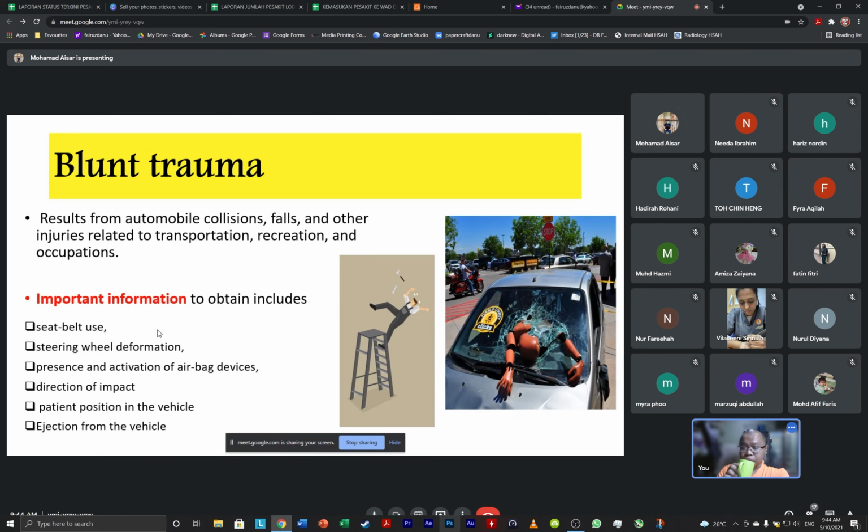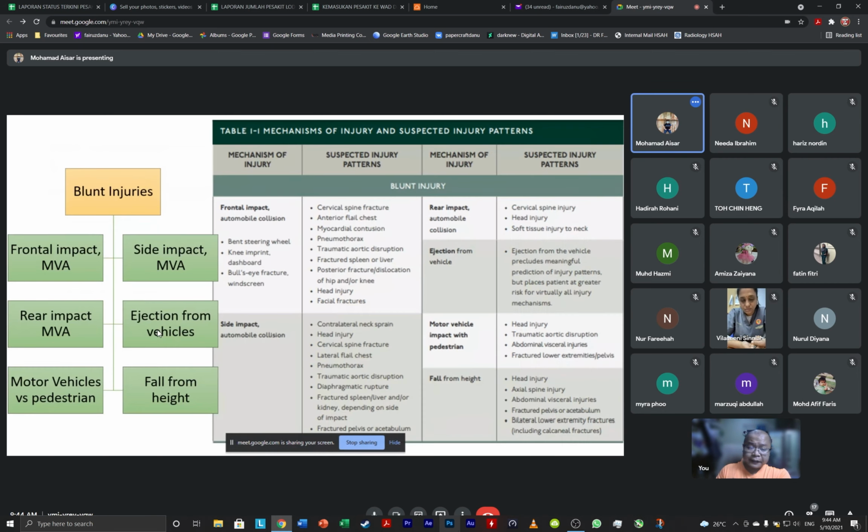Okay. So in this table you can see the mechanism of injury, different type of impact from frontal, side, rear, ejection from vehicle, motor vehicle impact with pedestrian, and also fall from height, and also suspected injury pattern depending on the type of impact lah.